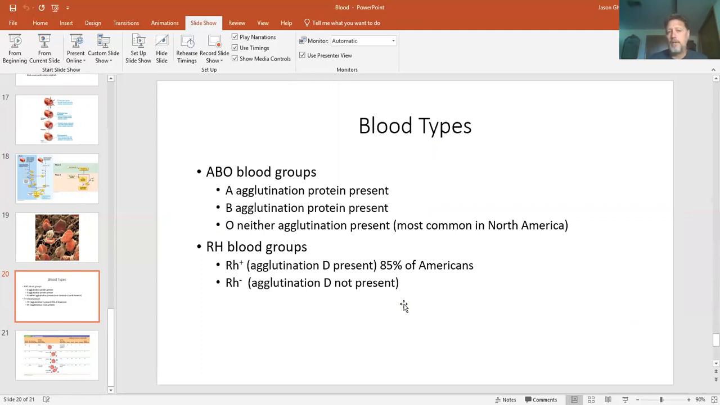Three main types: A, B, and O. If you have an A blood type, then you have an A agglutination protein, and B is a B agglutination protein, and O means neither one of those two is in there. And O is the most common in North America. We also have an Rh factor on here. There's either positive or negative. Most people in the United States, in North America here, are positive. So the most common blood type in North America is O positive. And it's just about whether proteins are present or not present.